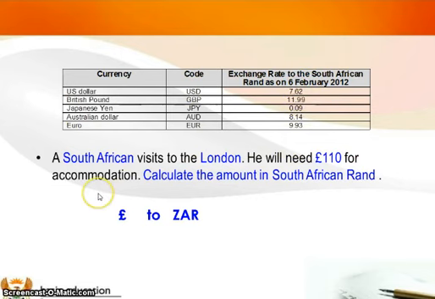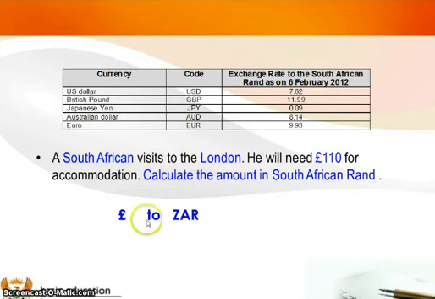So let's look at our first calculation. The first calculation is: a South African visits London. He will need 110 pounds for accommodation. Calculate the amount in South African rand.